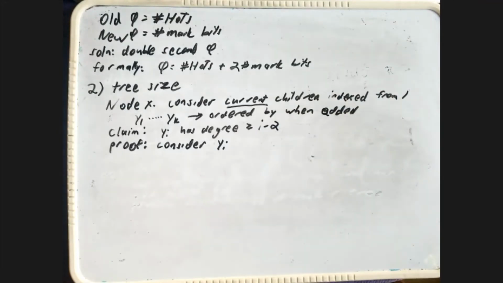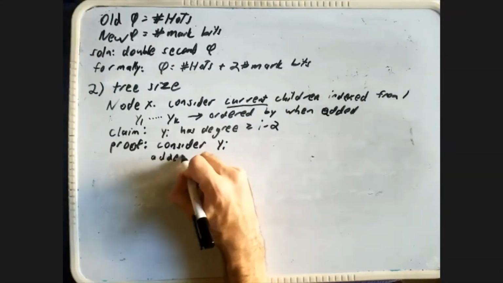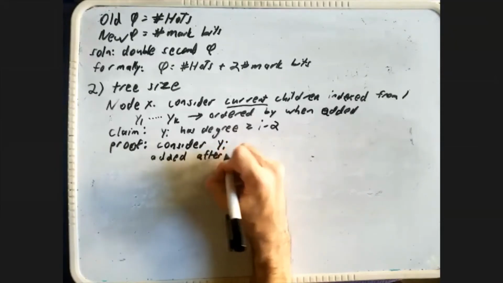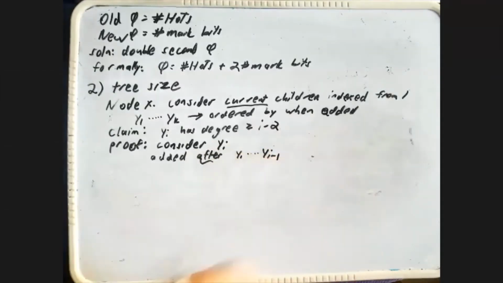And my claim is that the ith child, the one that was added in the ith place and still remains, has degree at least i minus 2. Okay. So let's prove this. Let's consider this ith child, this child that was added after the previous i minus 1. What do we know about this node? Why was it added? It was added after the first i minus 1 children. Exactly. It was added after y1 through yi minus 1.